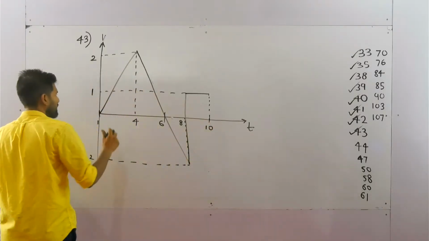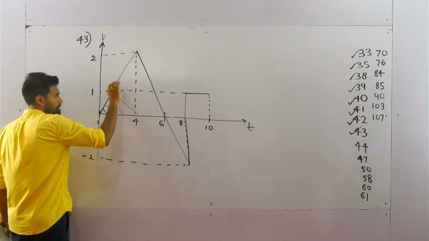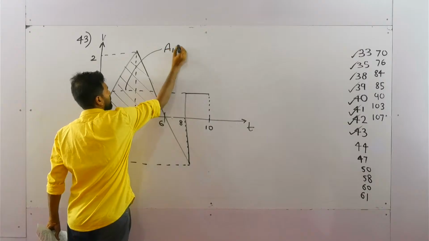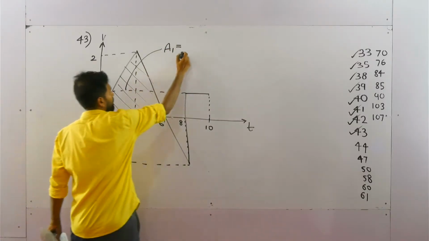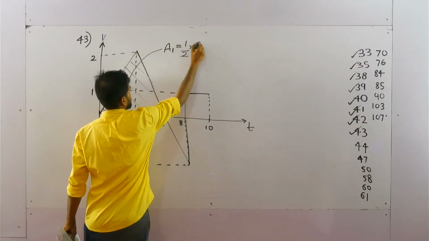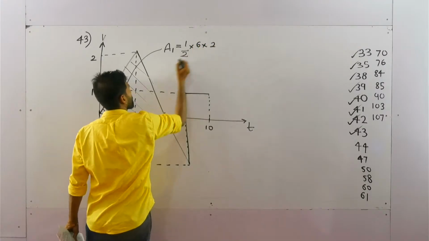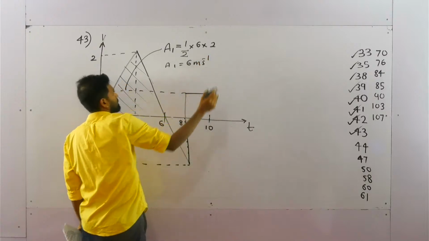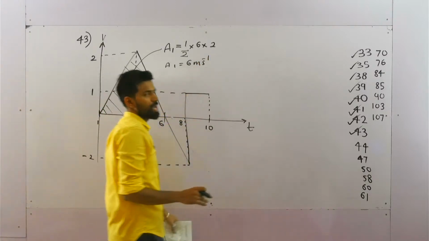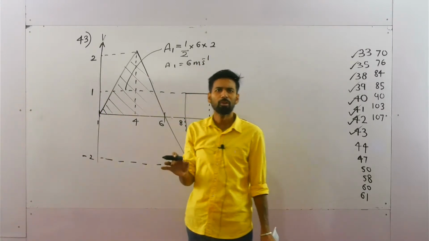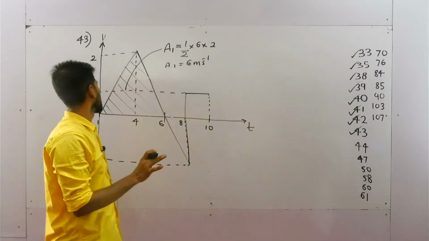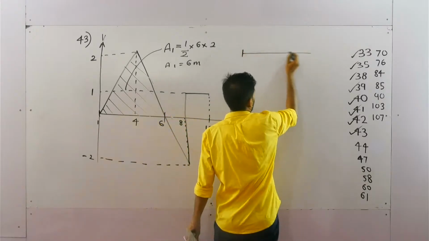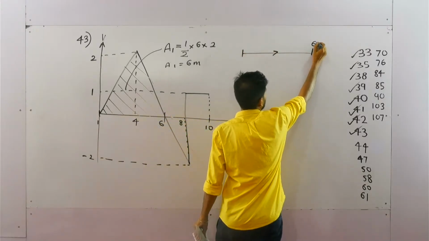So I'll find the area under the curve when the velocity is positive. Let's say A1, the area under the curve when the velocity is positive. Half, base is 6 and the height is 2. So the area under the curve when the velocities are positive is equal to 6. That means from a certain point, the object has moved a 6 meter distance.